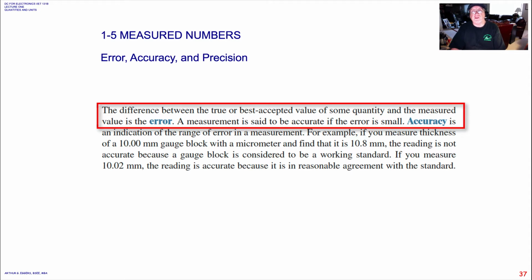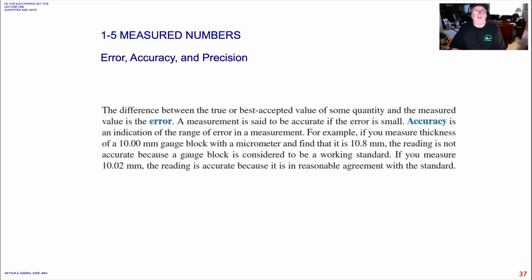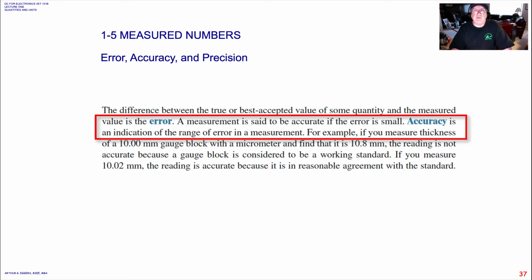So if you measure some value and you've got a reference somewhere that tells you what the value should be, and you take an error calculation between the two, you're going to come up with a value that says you're 10% off or less than 10% off or less than 1% off, and that's going to give you your error between an established value. A measurement is said to be accurate then if the error is small. Accuracy is an indication then of the range of error in a measurement.